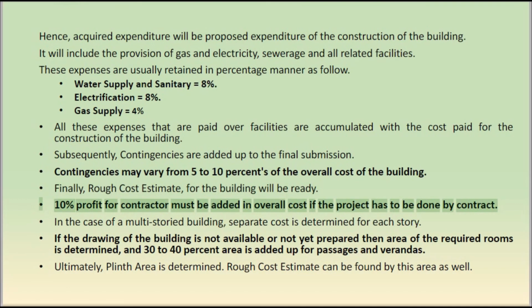10% profit for contractor must be added in overall cost if the project has to be done by contract. In the case of a multi-storied building, separate cost is determined for each story. If the drawing of the building is not available or not yet prepared, then area of the required rooms is determined, and 30 to 40% area is added up for passages and verandas. Ultimately, plinth area is determined. Rough cost estimate can be found by this area as well.